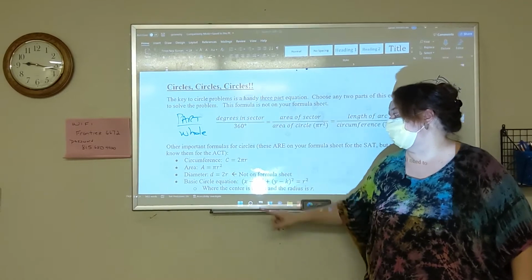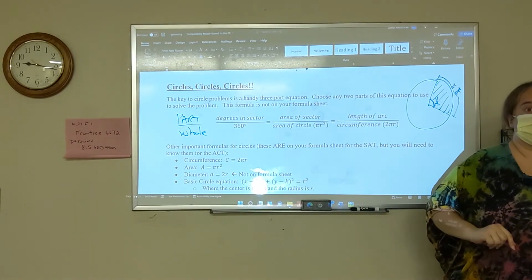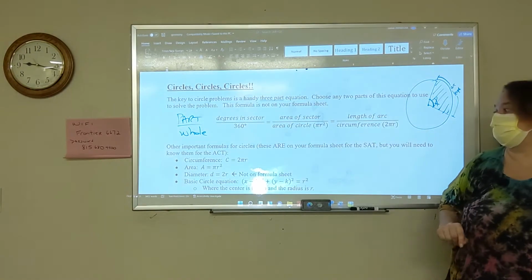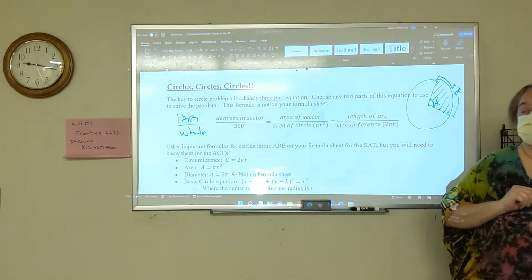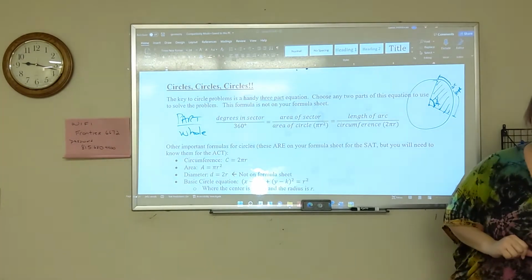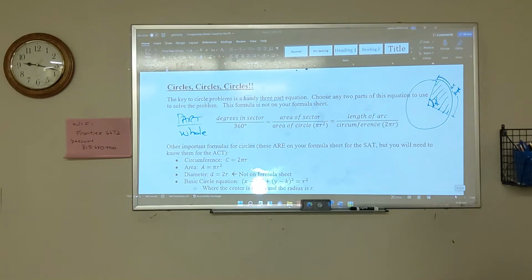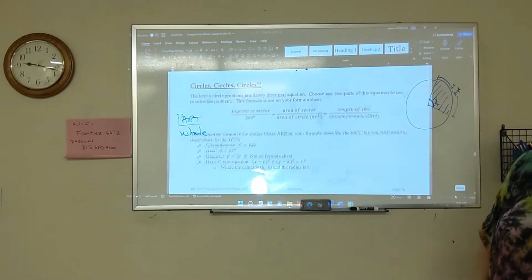And then your basic circle equation. This is for a circle in a plane. (x minus h) squared plus (y minus k) squared equals r squared. H and k is your center, r is your radius. Also not on your formula sheet, but you do need to know it. Any questions on basic circle information? All right, let's do problems.